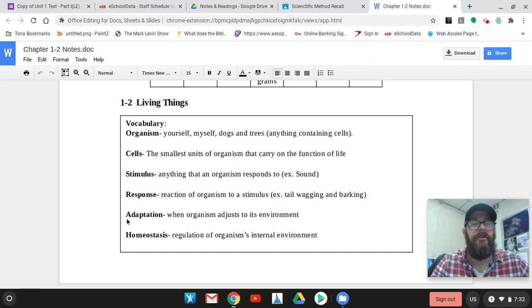Next, adaptation: when an organism adjusts to its environment. We adjust to our environment when the temperature rises and we sweat. The temperature going up is the stimulus. We sweat, that's the response. And of course, evaporation takes place, taking the heat away from our skin, cooling us off. That's how we stay cool during hot or rising temperatures.